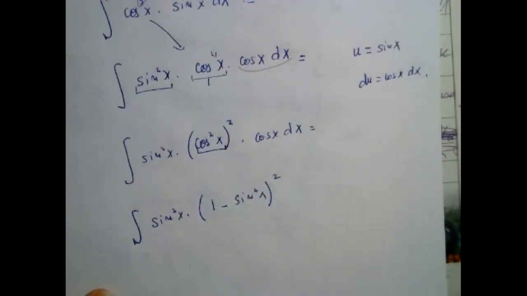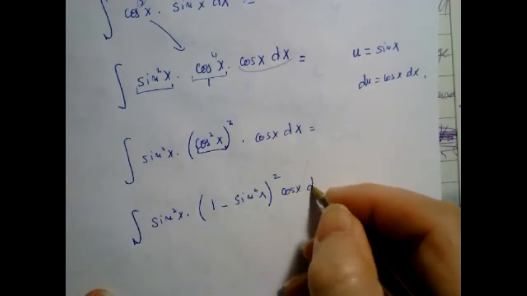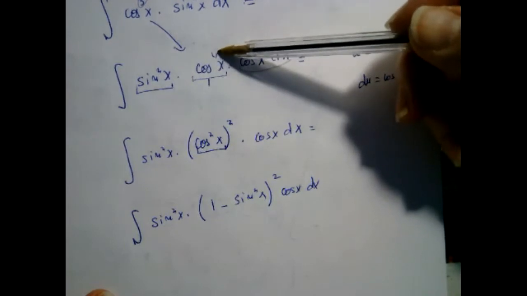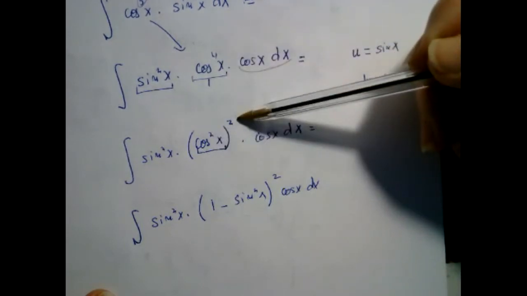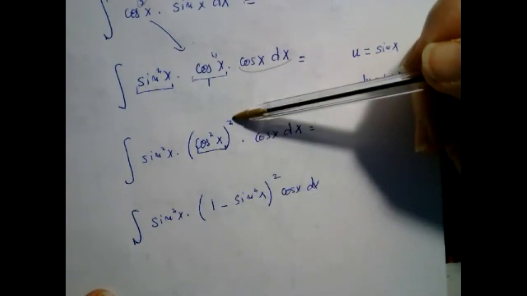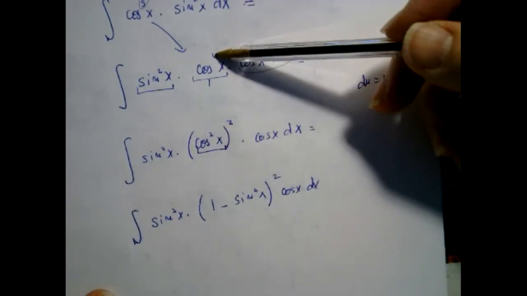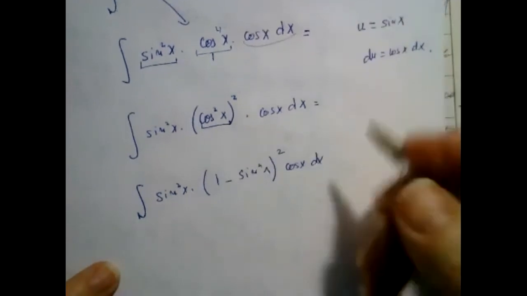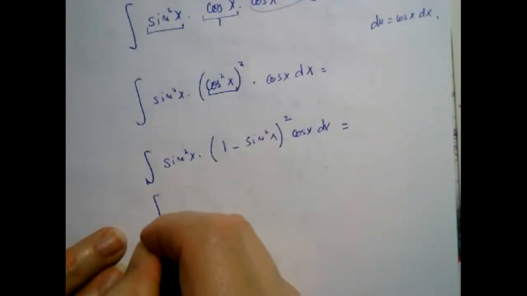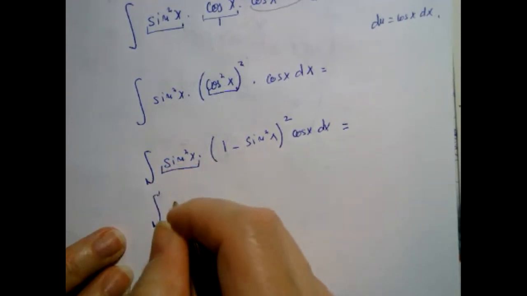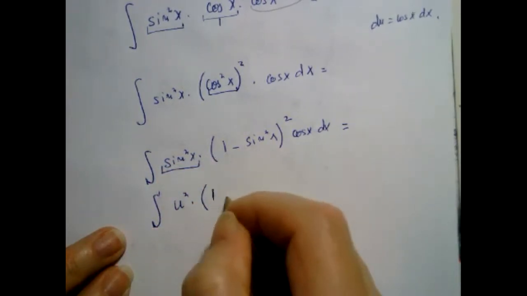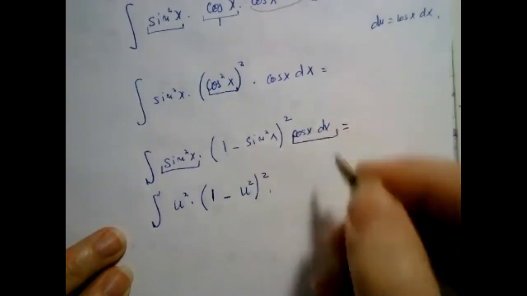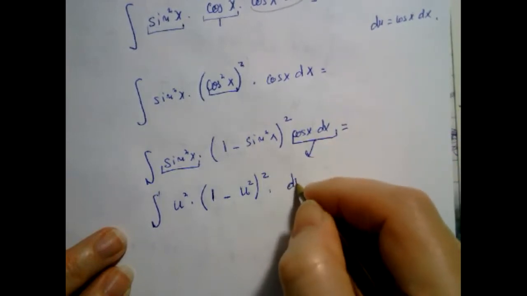Did you see how we solve this problem? As long as I have even powers, I am safe. Because if I have cosine to the 6th, that is cosine squared to the power 3, then I am safe. If I had 8, this would be cosine squared to the power 4, and I am safe. Now I am ready to substitute. Sine squared becomes u squared, 1 minus u squared to the power 2, cosine x dx.